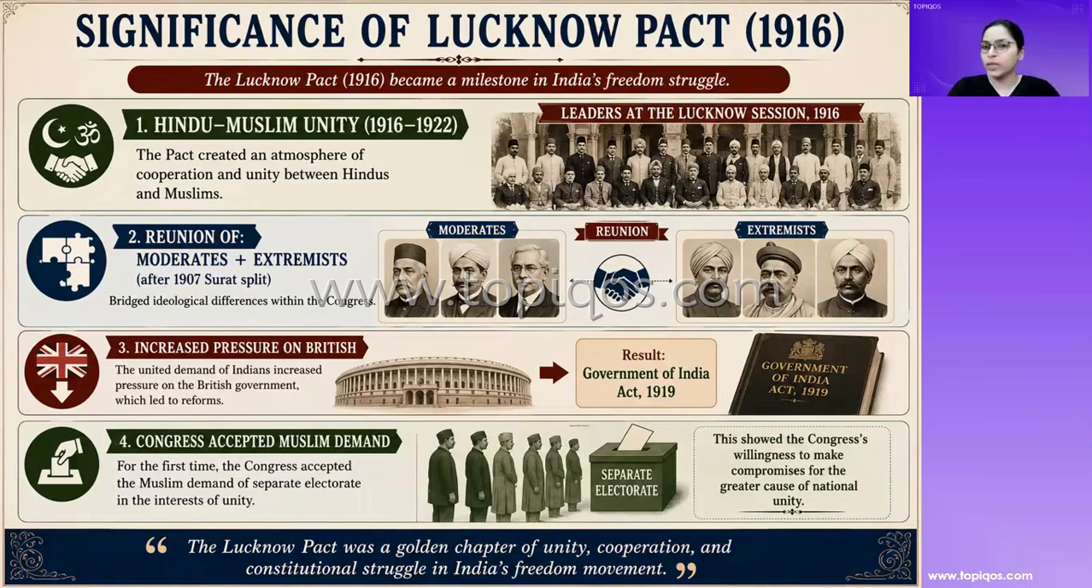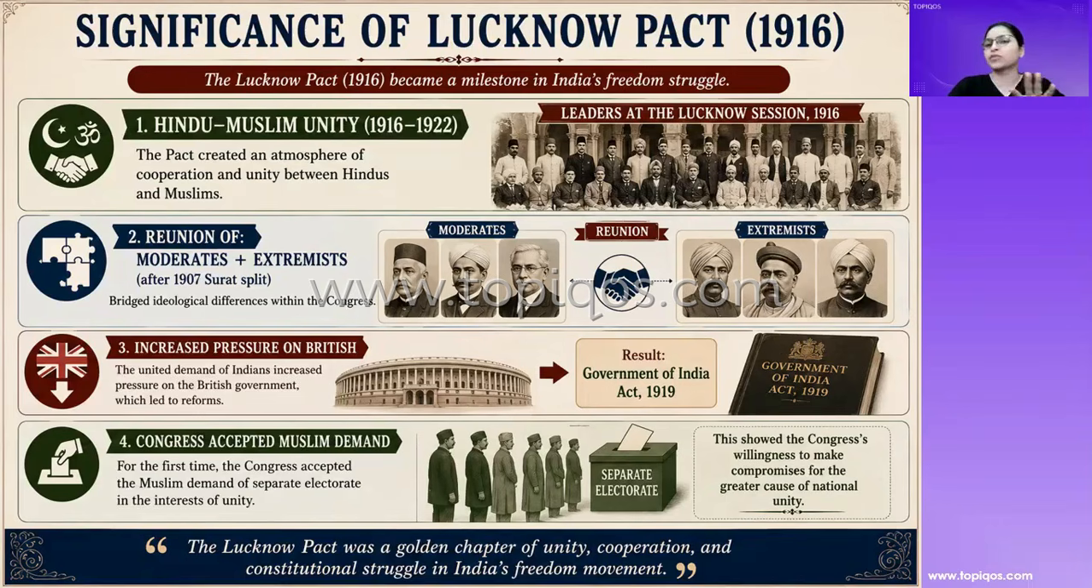So this session is very significant because Congress was once again reunited, fine, and a lot of pressure was created on the British government because of the Muslim League and Congress Pact, the Lucknow Pact, because of the reunion of moderates and extremists, and also because simultaneously the Home Rule League movement was going on. So all this created a lot of pressure on the British government.